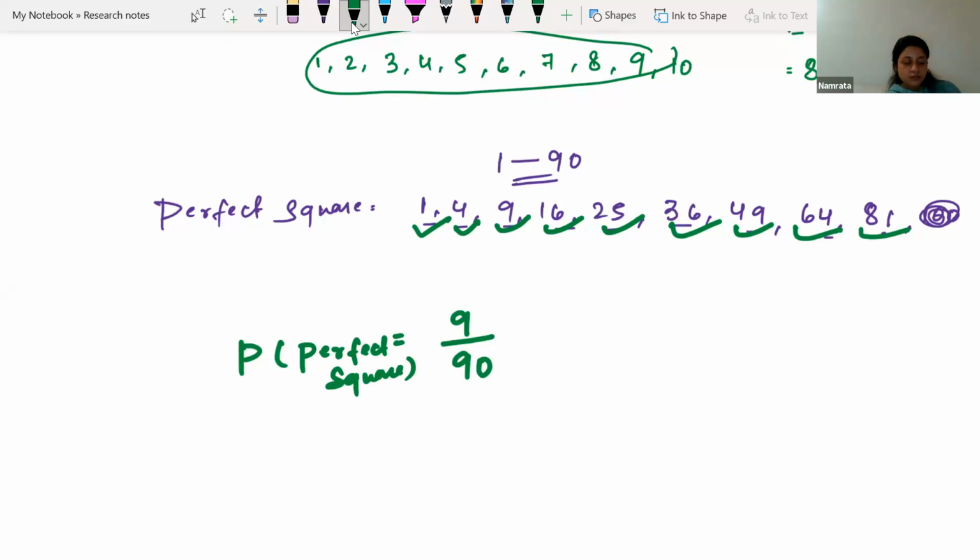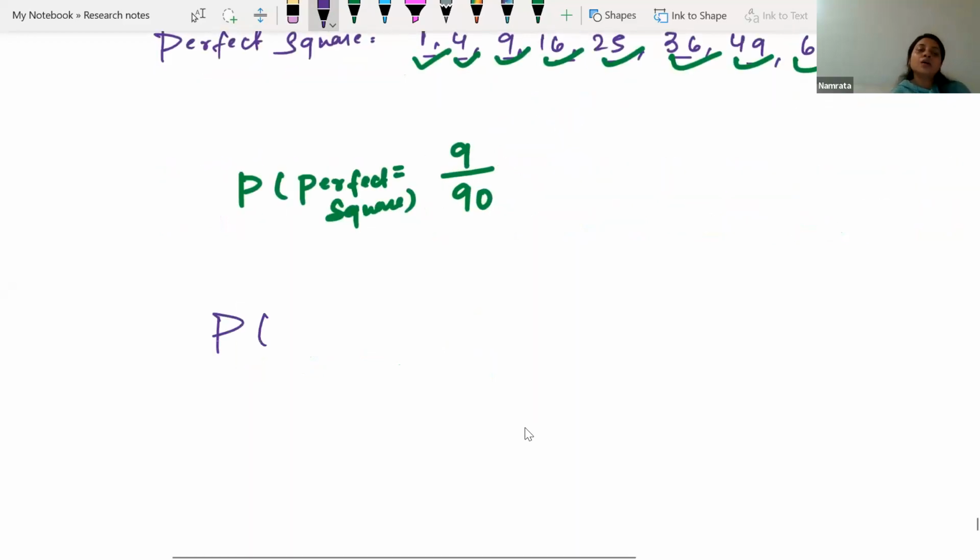Now, probability of getting a number divisible by 5. What is the sample space? What is the meaning of sample space? Sample space means when I'm going to toss a coin, head can occur and tail can occur. This head and tail is called the sample space. When I'm going to pick one disc, how many total discs are there? What is the total number of outcomes? That is called sample space.